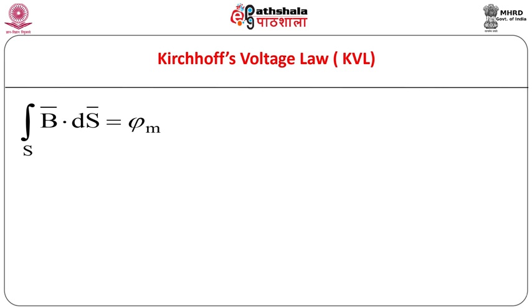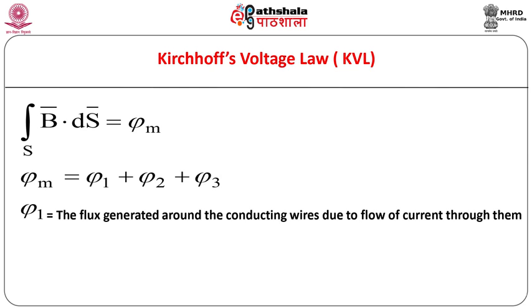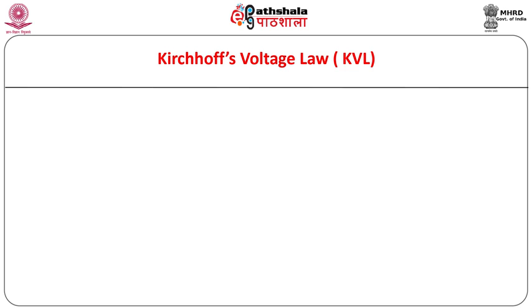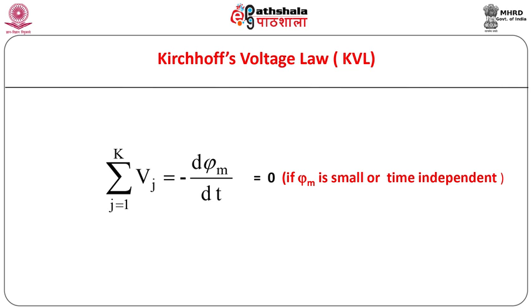The surface integral of magnetic induction on the right hand side represents the total magnetic flux associated with the area S. Note that the magnetic flux consists mainly of three parts, namely the flux generated around the conducting wires due to the flow of current through them, the applied flux and the leakage flux. However, these being very small are generally ignored. In such a case, the right hand side will be 0. Thus finally, we have Kirchhoff's voltage law as shown.